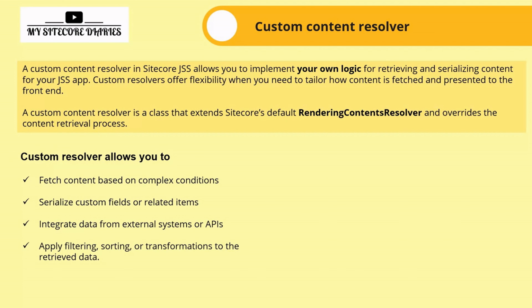You can apply filtering, sorting, and transformations to the retrieved data. So whatever data you have got from Sitecore, you can apply your own logic like filtering, sorting, or transformation, anything like that. So for any custom requirement, you use your custom content resolver.